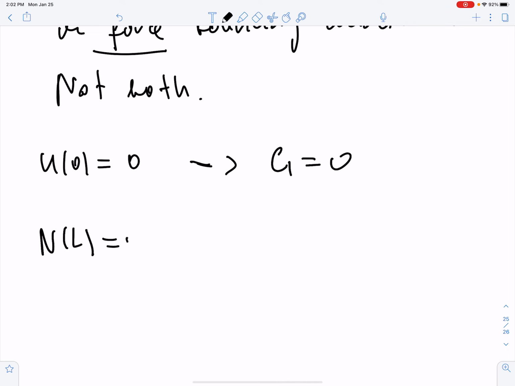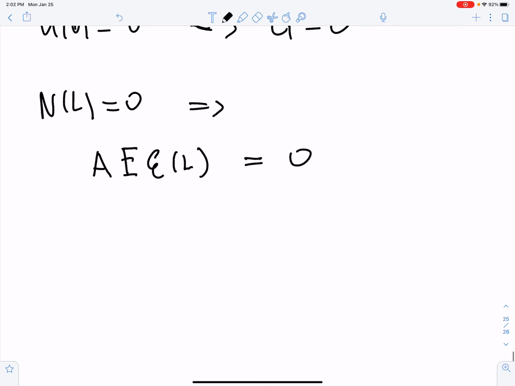N of L equals 0 implies what? Epsilon of L, times E, which is a stress, and then times A, which gives me the force, equals 0. Both A and E are positive, so I can divide through. Do you see what I mean? And so now the force boundary condition translates into the strain boundary condition.